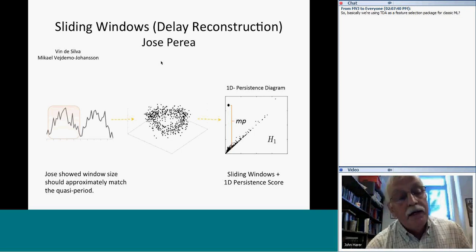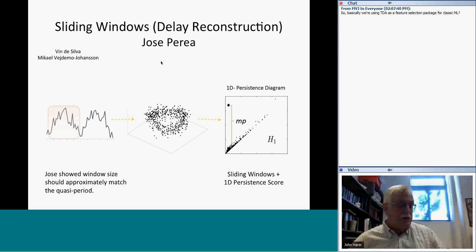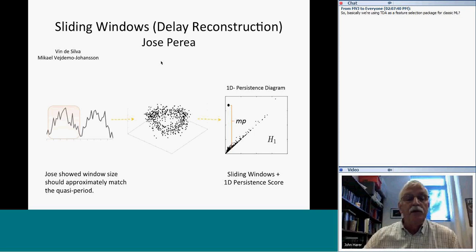So you take that window, and in this case, you just look at the function values of a time series in the window, and treat those as coordinates of a point. So if there are 20 times in that, you get a point in 20-dimensional space. Slide the window down. You don't jump it down to the next level. You slide it one step at a time.